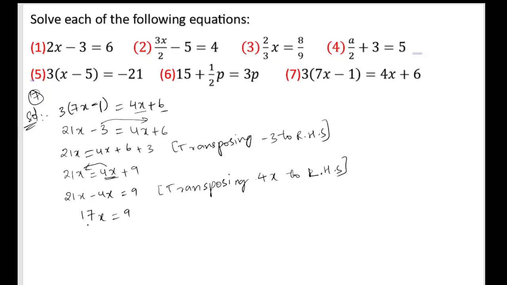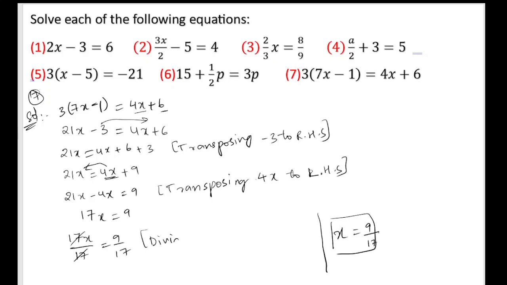Now let us divide by 17. So we will get 17x by 17 is equals to 9 by 17. 17 cancels. So therefore the value will be x is equals to 9 by 17. Let us write down the reason here. Dividing by 17 on both sides.